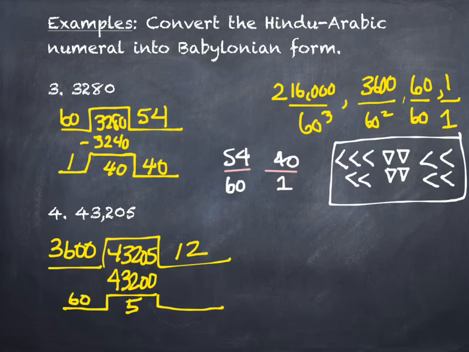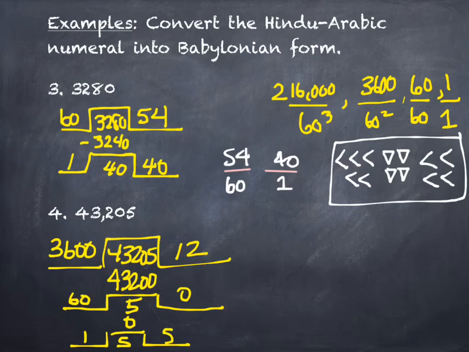How many times will 60 go into 5? 0, it won't. So I'm going to put a 0 over here. 0 times 60 is 0. I know it looks funny, and I promise it will make sense later when we get there. That's going to give you a 5. And then I'm going to put the 1 over here. And how many times will 1 go into 5?